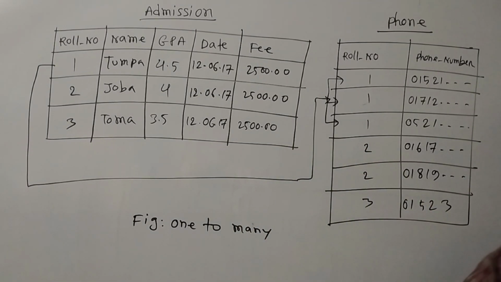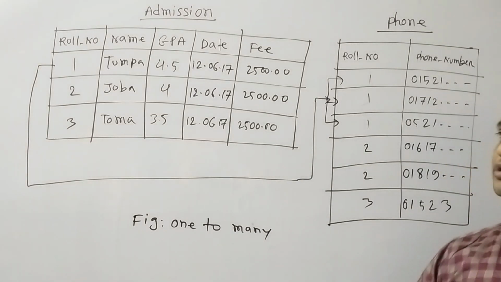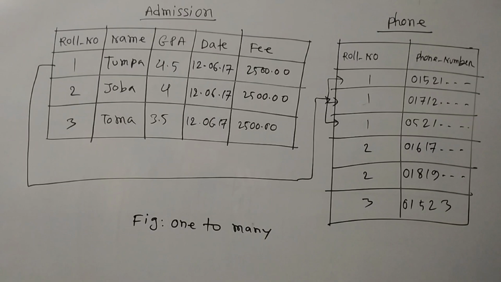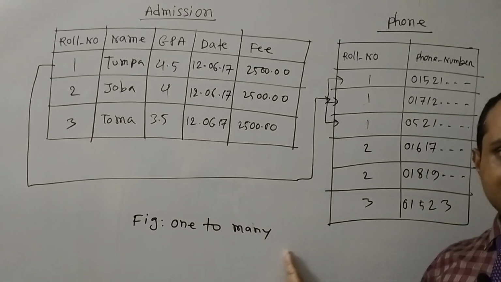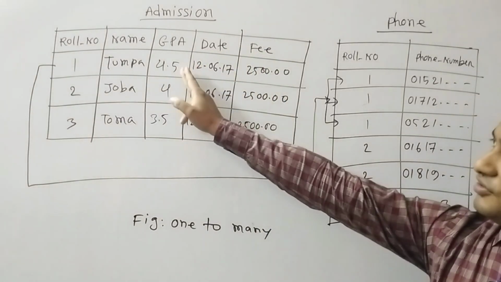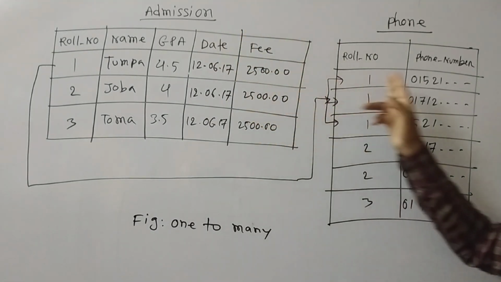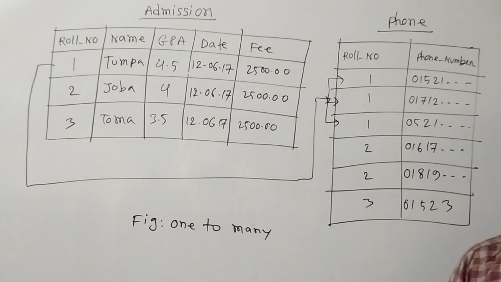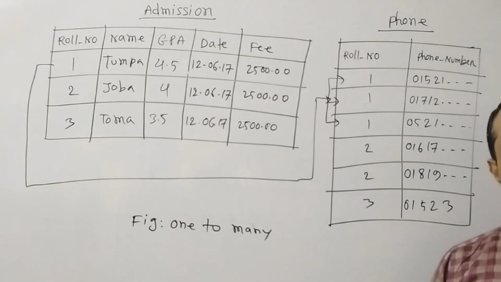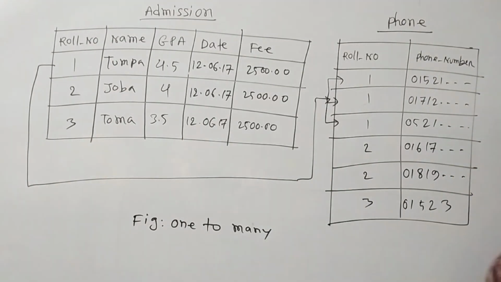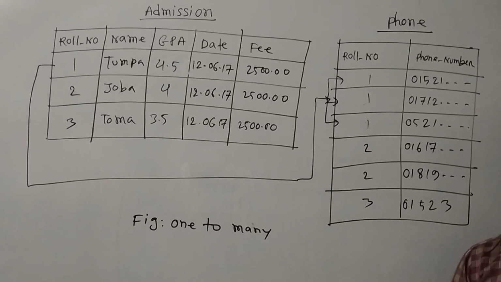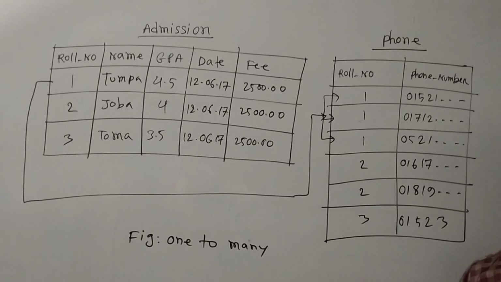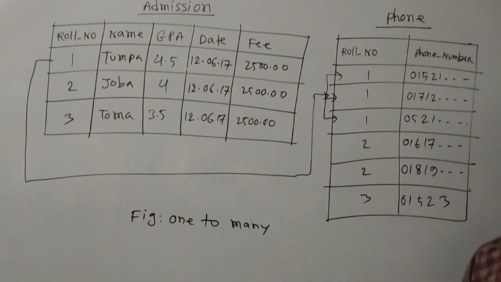So finally your answer is yes, it is possible to create a relationship between admission and phone table, and the relationship will be one to many, because one record of admission table is related with more than one record of phone table. For this reason I can create a one to many relationship between admission and phone table. This is your final answer. If you write this way or in this format, I think you will get 4 out of 4 in this question.